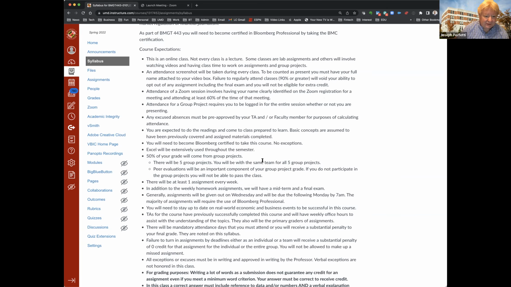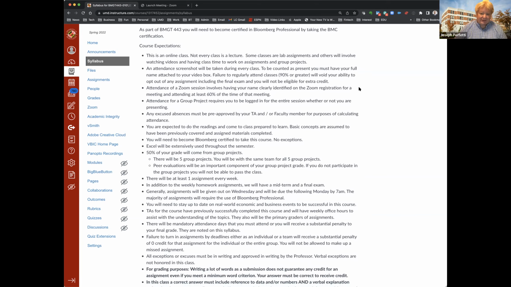In terms of group projects, this is going to be very important. Group projects are half of your grade. There will be 5 group projects throughout the semester for 50% of your grade. If you do not participate in those group projects, you will not pass this class. So that's going to be very important: half your grade is individual assignments, half your grade is working with a team and doing group projects.